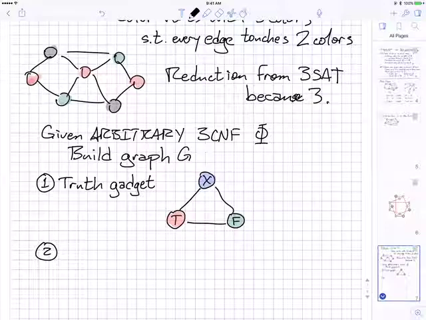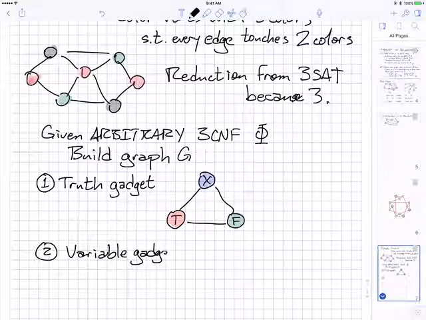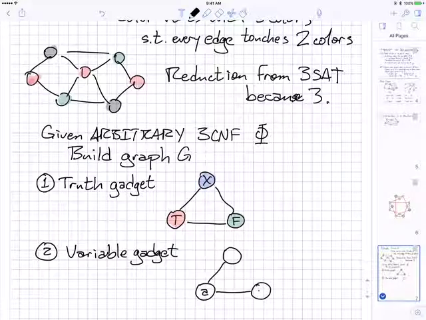The second thing I need is a variable gadget. And here I'm going to create one for every variable, not for every occurrence of every variable in the formula. If the formula has 72 instances of the variable A, I'm only going to create one variable gadget for A. And that variable gadget looks like this. Now, that vertex X is the same vertex X from the truth gadget. It's just easier to draw it separately.